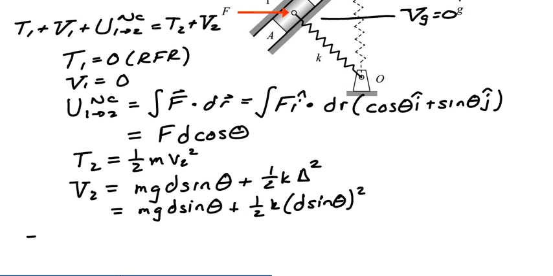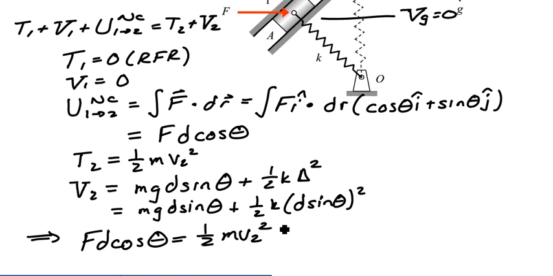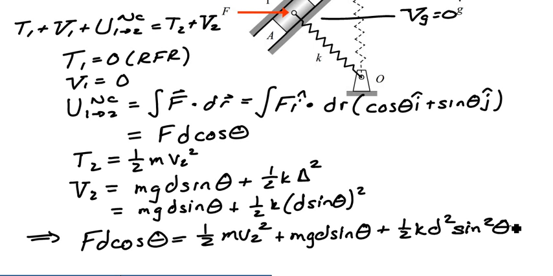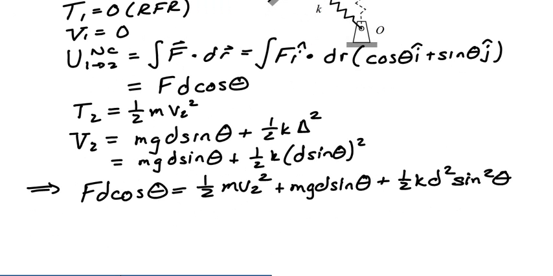So if I substitute these expressions back into the work-energy equation, what I'll have is that F times d times the cosine of the angle theta is going to equal 1/2 times m v squared plus m g times d times the sine of the angle theta plus 1/2 times k times d squared times the sine squared of the angle theta. From here, you can go ahead and solve this equation for v2. If you find that you can't find a numerical value for v2, you know that the system never actually reached that point. But I'll leave it up to you to determine if that's true or not, and wish you the best of luck. Take care, everyone.